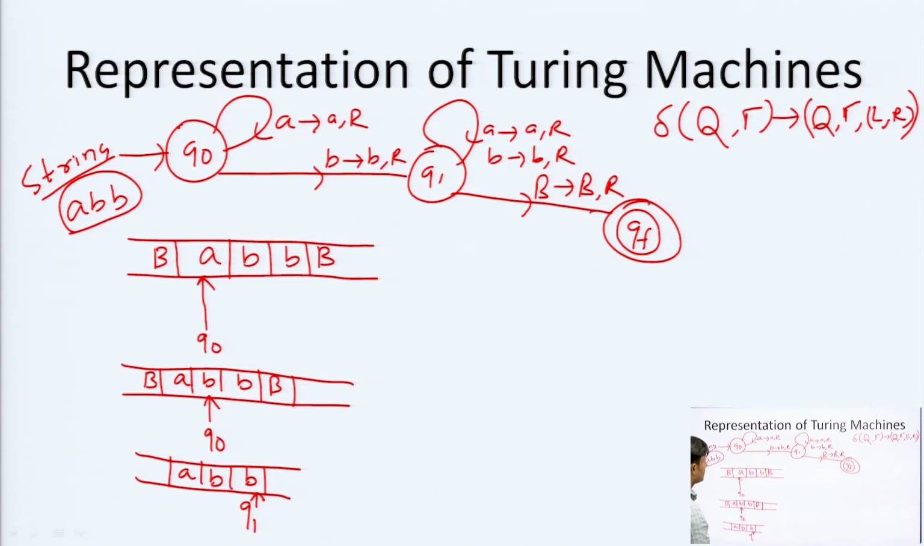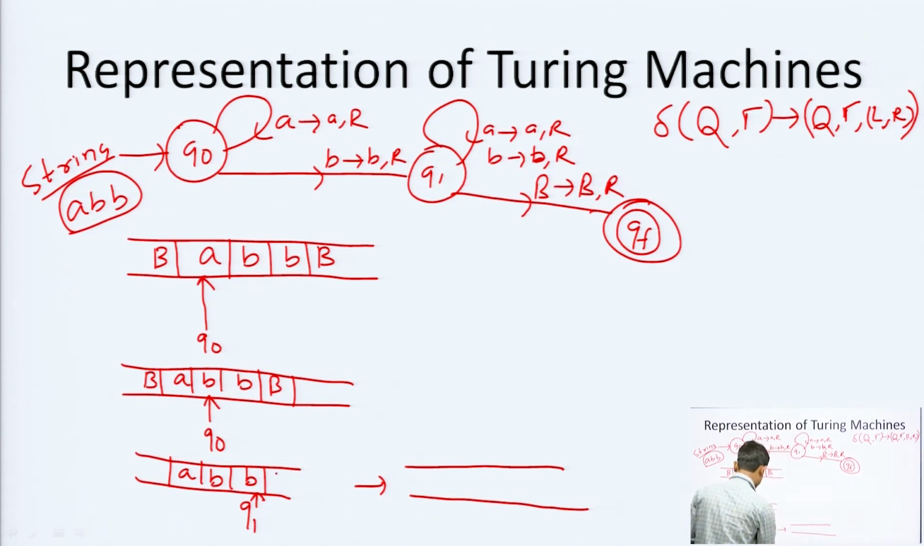Now we go to Q1. In Q1 we have B input, and when you are taking input as B, that B remains the same and you move to the right direction. So what will be there? You can write blank on both sides. So now A, B, and this is B, and here is the blank.